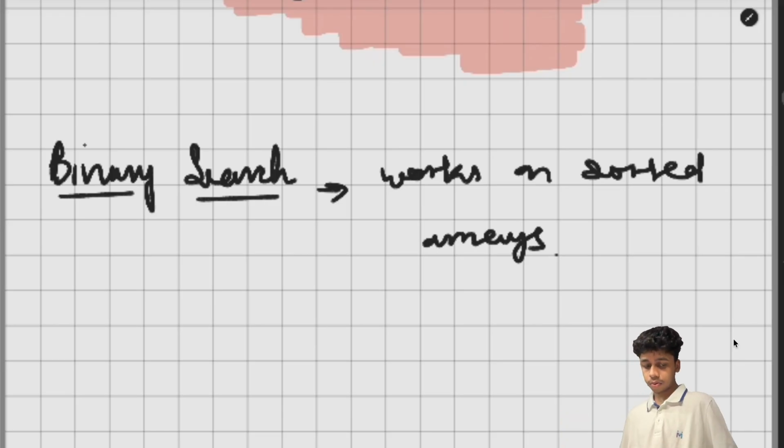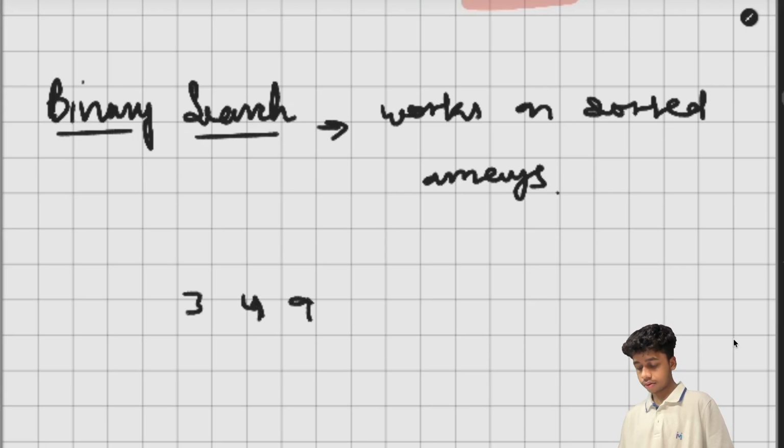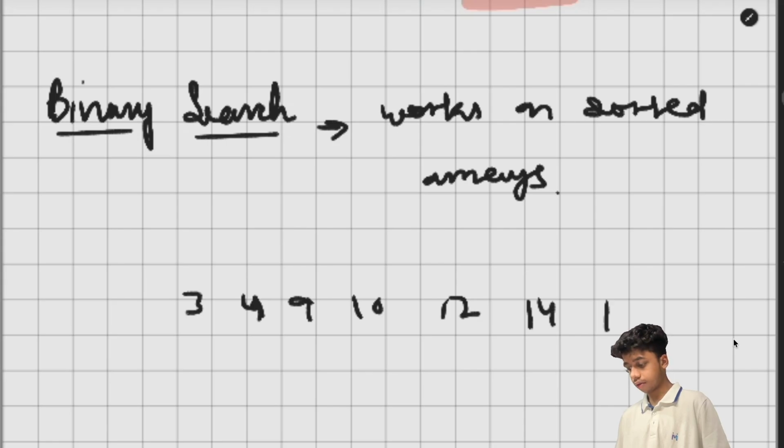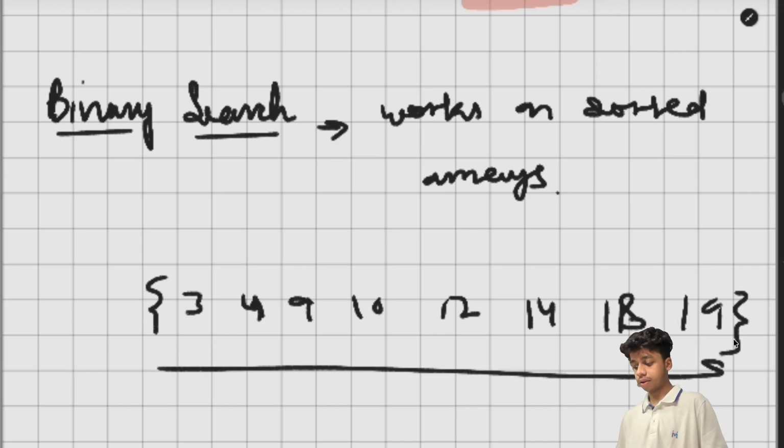So suppose you got an array: 4, 3, 4, 9, 10, 12, 14, 18, 19. So this array is an ascending order array. The smaller elements are at the left hand side, and the greater elements are at the right hand side. So I can say this is an ascending array.